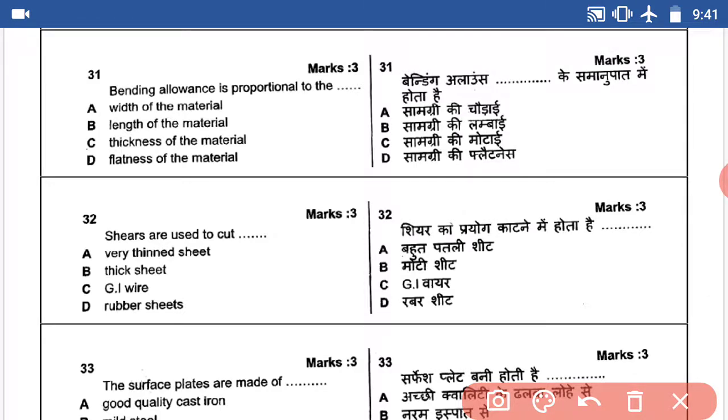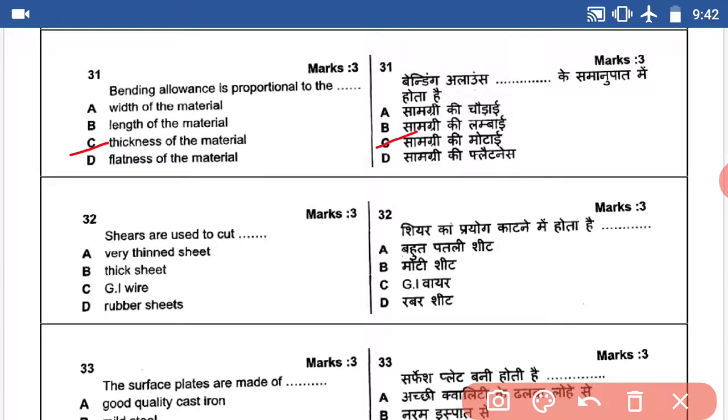Bending allowance is proportional to the dash. This question answer, bending allowance is sheet metal work. This only answer thickness of the material. Bending means sheet metal thickness. This question answer thickness of the material. This answer C.